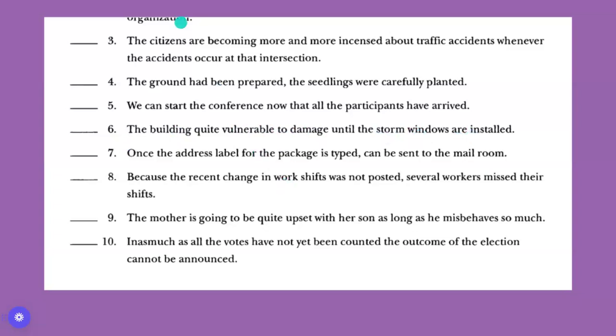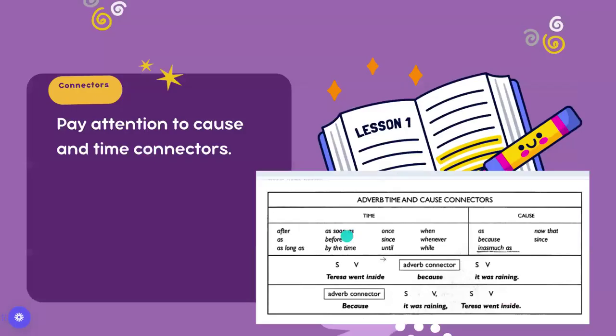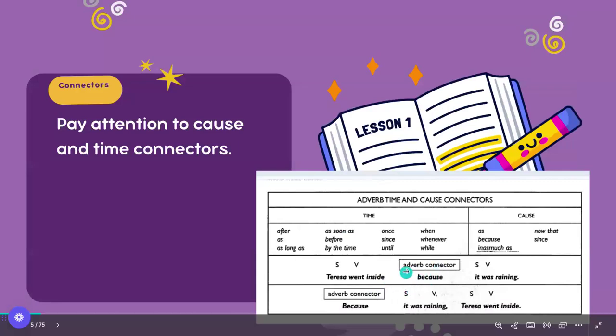Let's go to number 7, Maricruz. Once the address label for the package is typed, can be sent to the mail room. Look, we have a comma here. That means the connector should be at the beginning of the sentence. Yes, like it shows here in our structure: Because it was raining, comma, Teresa went outside.